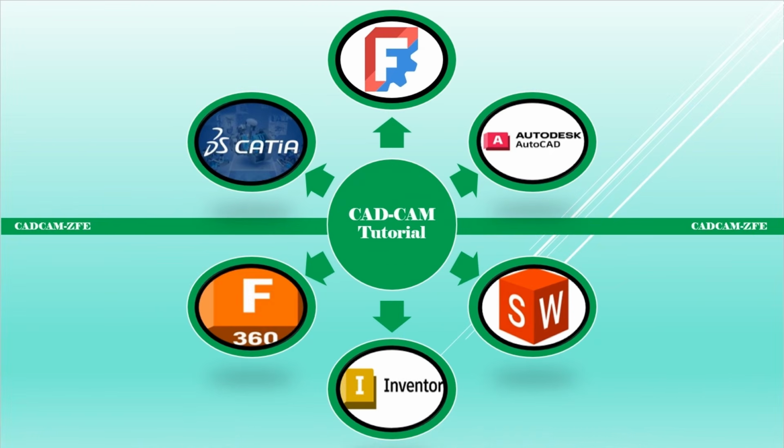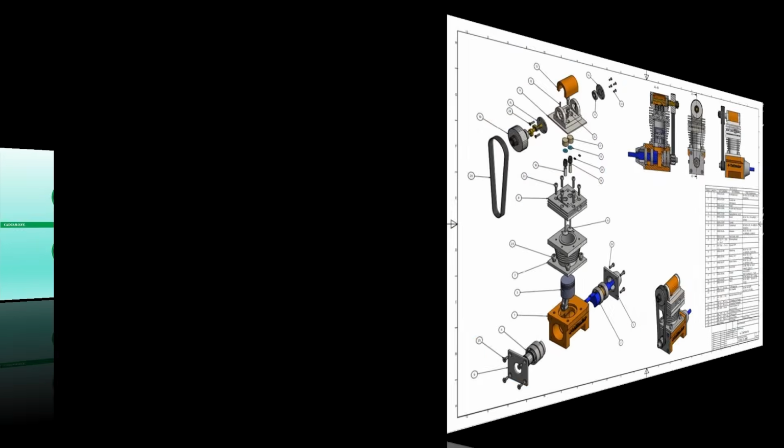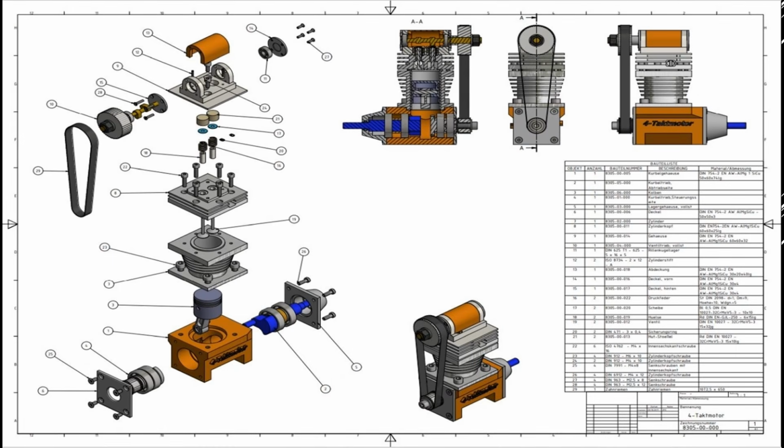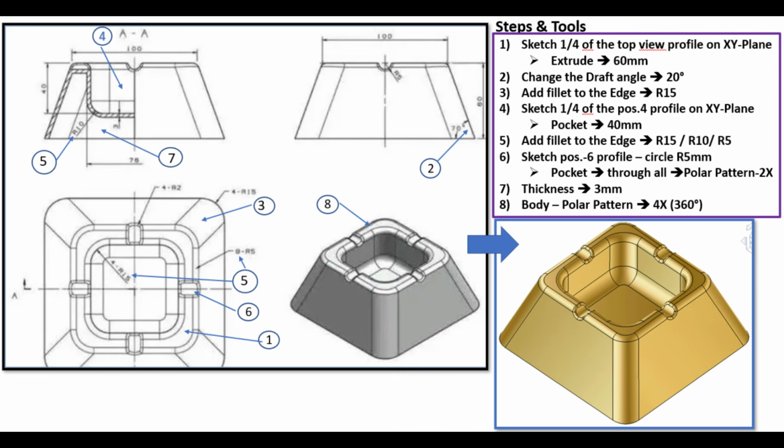Today I will show you how to create a 3D model from the existing 2D drawing with the help of FreeCAD tools like Extrude, Pocket, Polar Pattern, Mirror, Thickness, Draft, and Fillet. This is the exercise for today. We convert this 2D drawing step by step into 3D solid part. Here you find the 8 steps and the tools that I used to convert this 2D drawing into 3D solid part.